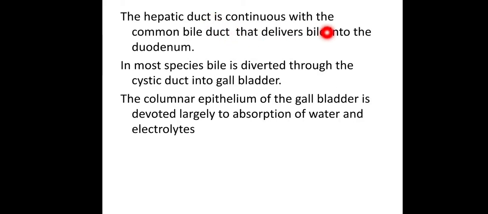This hepatic duct is continuous with the common bile duct. Then in most species, bile is diverted through the cystic duct into the gallbladder. In most species, the columnar epithelial cells of the gallbladder are devoted largely to the absorption of water and electrolytes.